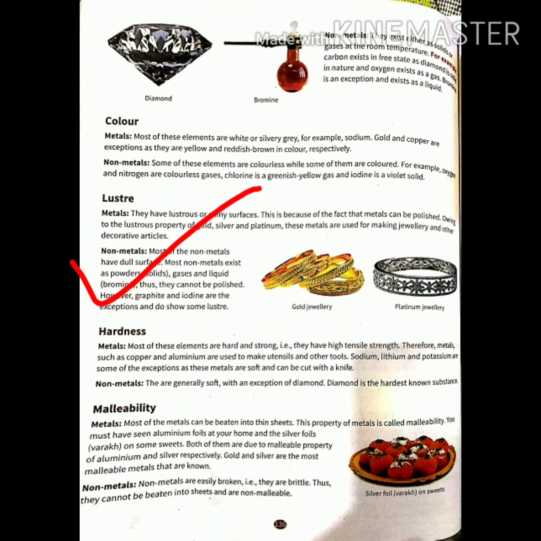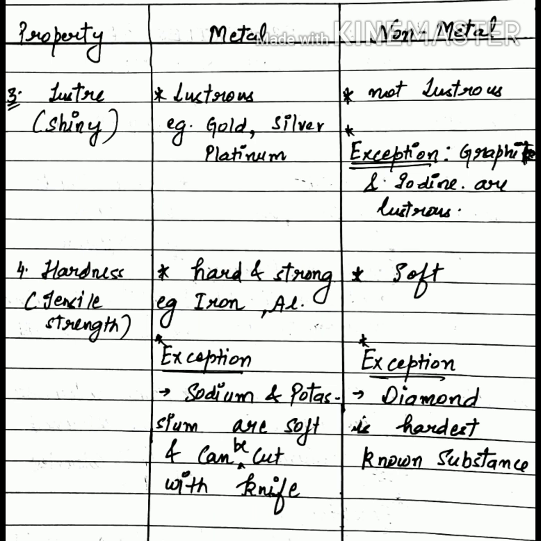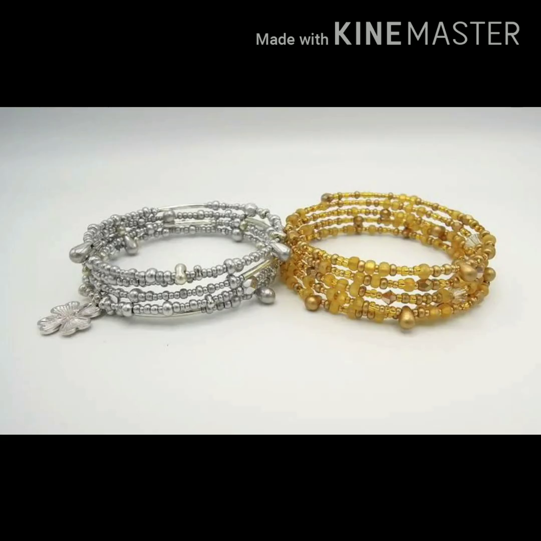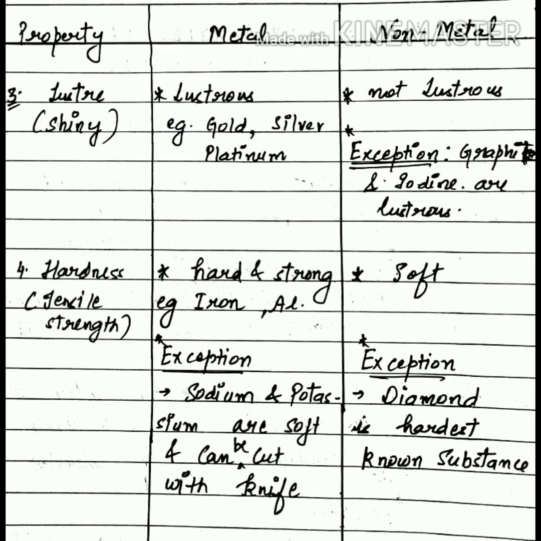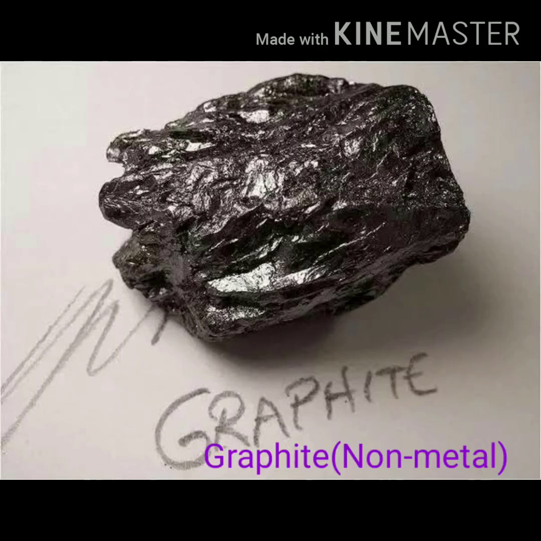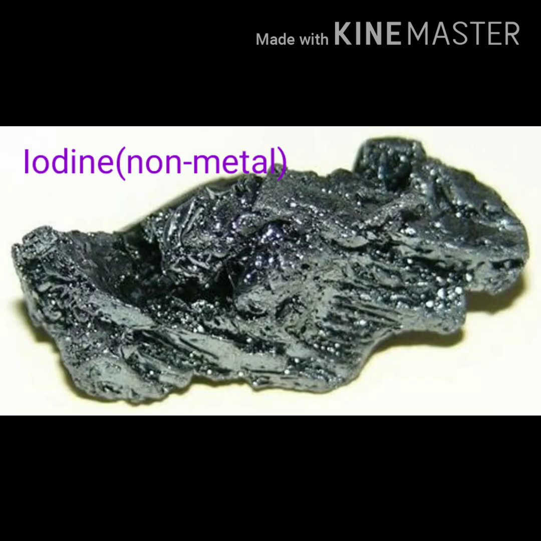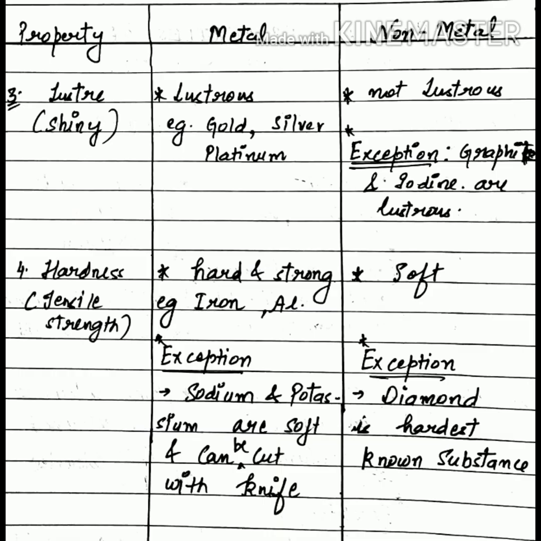Now, the next property we are going to discuss is luster. Luster means shining in appearance. Metals are lustrous, for example gold, silver, platinum. Because of the lustrous property of metals, they are used in making jewelry. Then we have the luster of non-metals. Non-metals are not lustrous, but again we have an exception: graphite and iodine are lustrous. Graphite, being a non-metal, is lustrous, and iodine also, being a non-metal, is lustrous in nature.